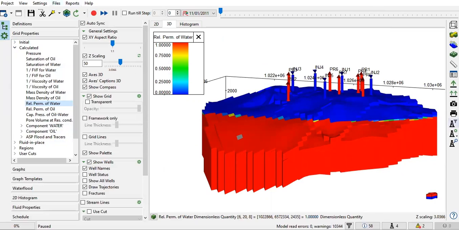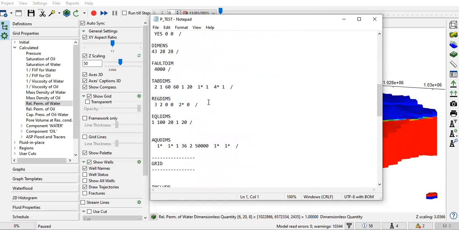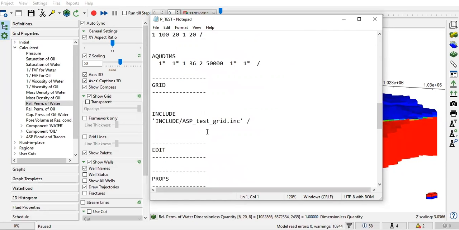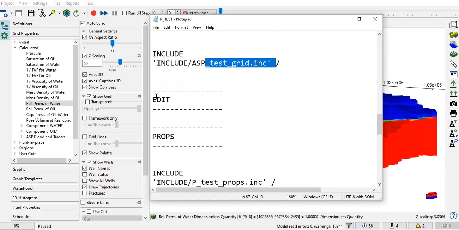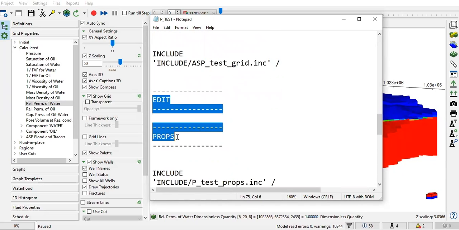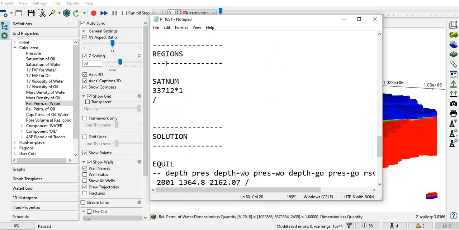Again, we will take information for the grid from this file. Later we will check and then edit PROPS. PROPS will be very, very important, and we will take the properties from this. And then REGION, we only have one region, SATNUM, based on saturation number.